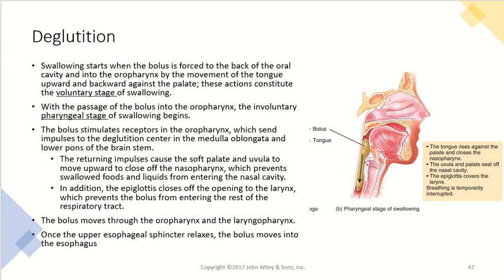In addition, the epiglottis is going to close off the opening to the larynx, and this is going to prevent the bolus from entering the rest of the respiratory tract as well. The bolus then moves through the oral pharynx and the laryngeal pharynx, and then once the upper esophageal sphincter relaxes, the bolus is going to move into the esophagus.